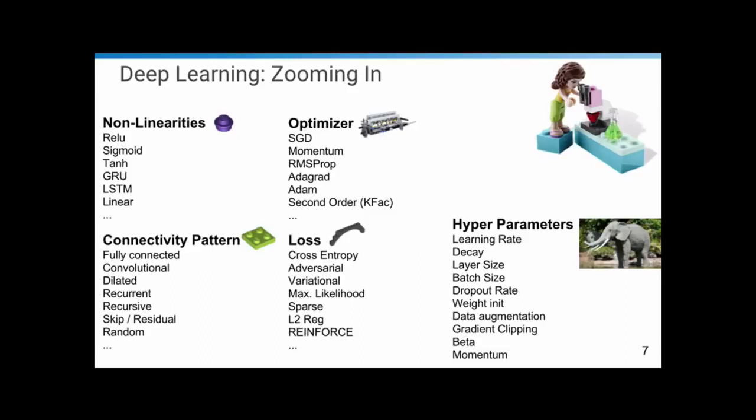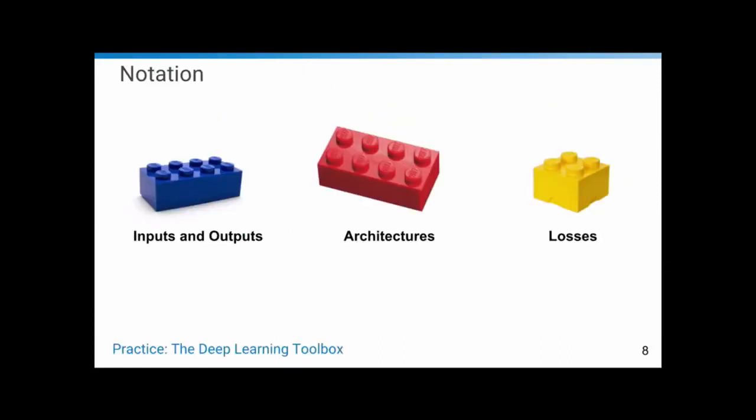And so all these and many more are details that, once you get into deep learning, you have to start caring about. So for the talk, we're going to try to use this notation, so to speak. We're going to talk about a few topics, and generally they are either about inputs and outputs, about architectures, or about losses. So you'll see these related in the slides.